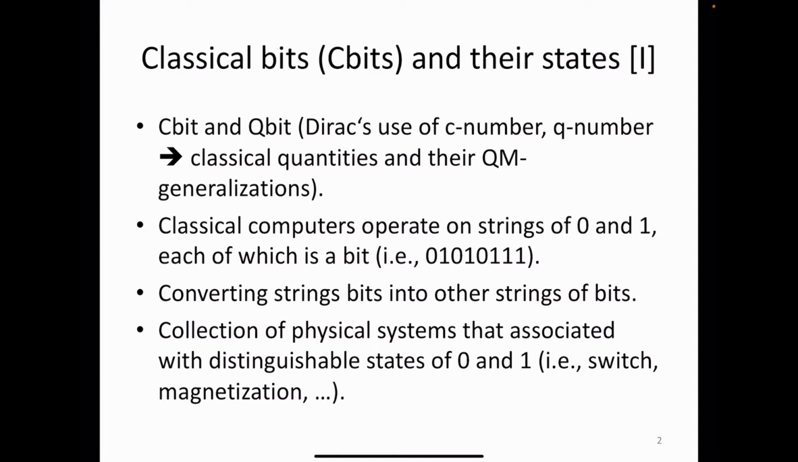Classical computers convert strings of bits into other strings of bits. Anytime we write code, at the most fundamental level the computer operates on strings of bits, so it converts the code to machine language, strings of bits, and changes it from one string of bits to another. And there's a collection of physical systems associated with distinguishable states of zeros and ones, for example a switch or magnetization.